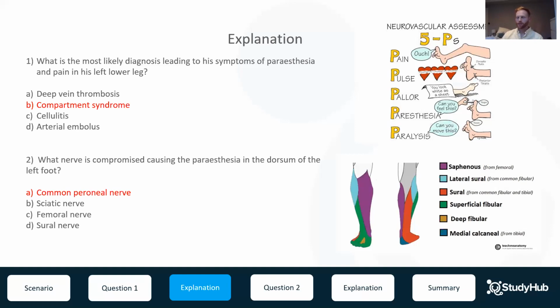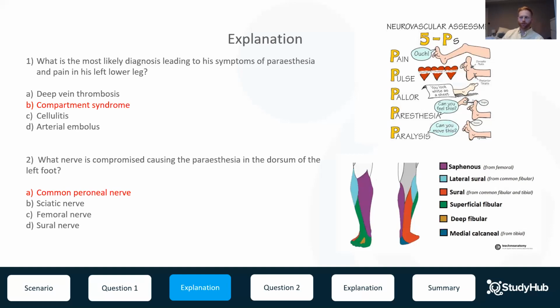Okay, so we'll move on to the next question. My apologies for writing the wrong part of the question on the previous page. It was meant to be this question, which is on the second page. So what nerve is compromised causing paresthesia in the dorsum of the left foot? The answer is the common peroneal nerve.